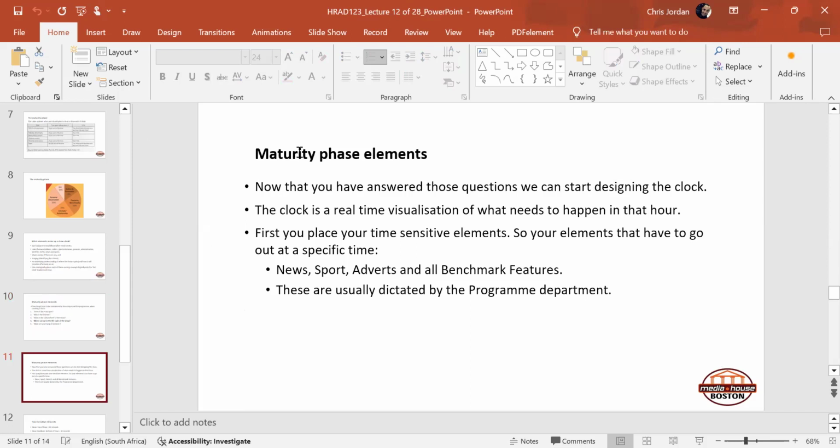Right. So, with the maturity phase elements, now that you have answered those particular questions, we can start designing that particular clock for a show. The clock is a real time visualization of what needs to happen in that hour. So, first, you place your time sensitive elements, the elements that have to go out at a specific time, like news, sports, adverts, and all benchmark features. They happen first, and then obviously all the other elements in between. These are usually dictated by the programming department. These elements can't actually be debated as to where they go in the clock itself.